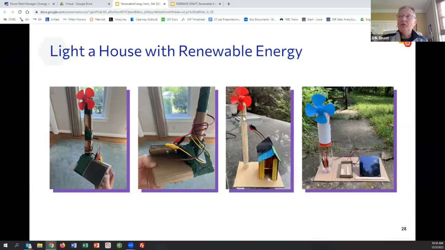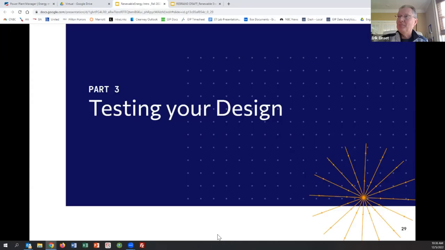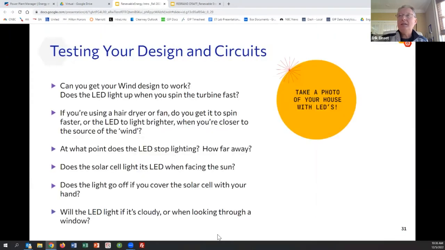And basically have a solar and wind power device. Then we need you to test your design. Make sure that you can get both your LEDs to light up. And maybe you can see designs in your classroom and vote to see who has the best architectural design for their house and also architectural design for their solar and their wind turbines. So be sure to take photos, and we're going to want to see your results as we get to the end of the day in the wrap up.